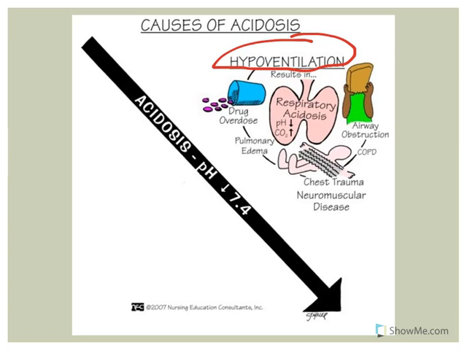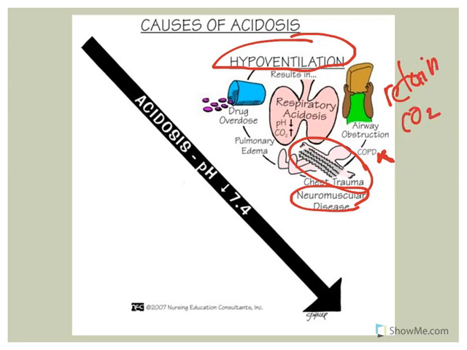So examples, chest trauma. Obviously, if you get trauma to your chest, ventilation may be affected. Certain neuromuscular conditions can affect your ventilation. If you have obstruction of the airways, COPD, chronic obstructive pulmonary disease, that will impair gas exchange, and so you're going to retain carbon dioxide. Pulmonary edema can impair gas exchange. And certain drugs like barbiturates can suppress ventilation at the level of your brainstem. So these could all lead to respiratory acidosis.